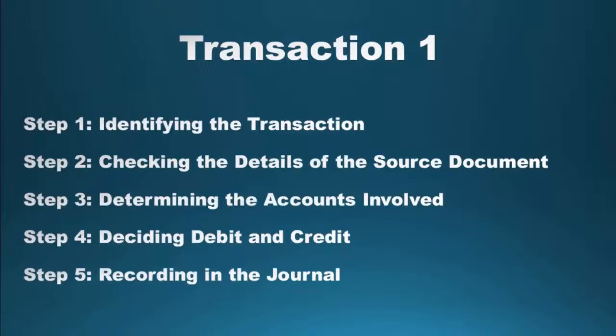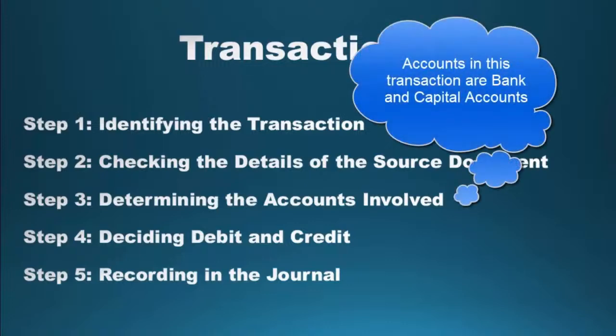Step 3. Determining the accounts involved. Next, we need to decide which accounts are affected by this transaction. Account 1. Bank account. This is an asset account because the business now has more cash in its bank account. Account 2. Capital account. This is an equity account because the owner is contributing money to the business, increasing the owner's equity.